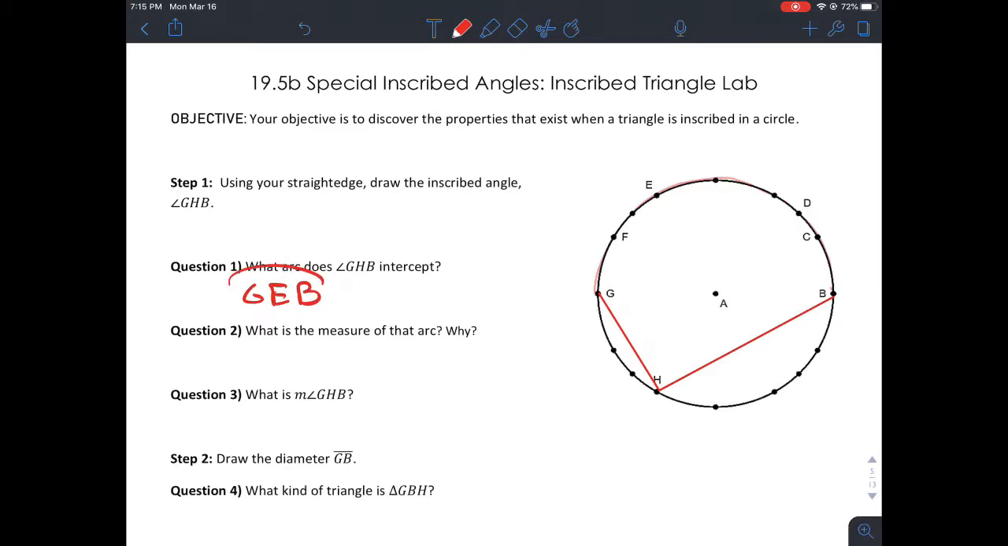It says, what is the measure of this arc? Well, let's think about this for a second. What is line segment GB? Well, that's a diameter, right? So if that's a diameter, we know that arc GEB has to be equal to 180 degrees. And the reason for that would be because it's a semicircle, right?